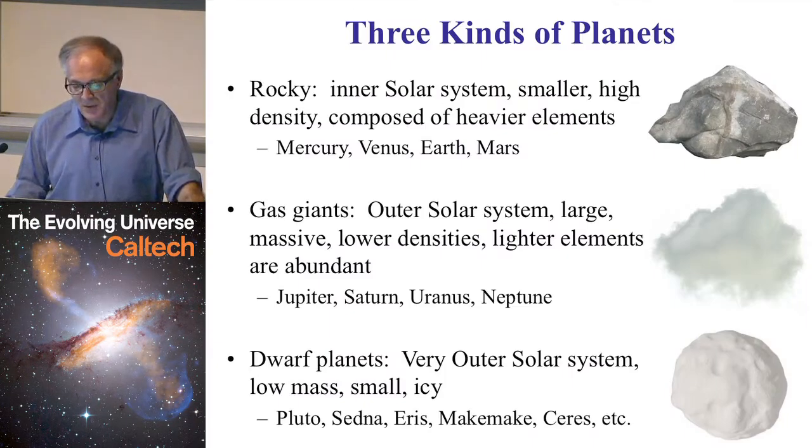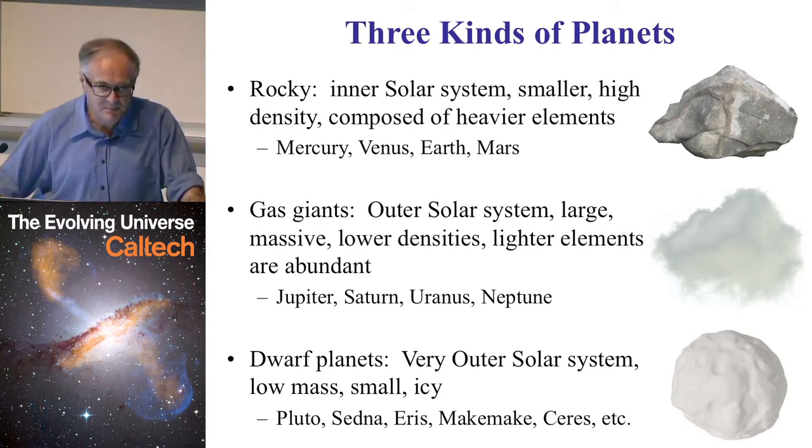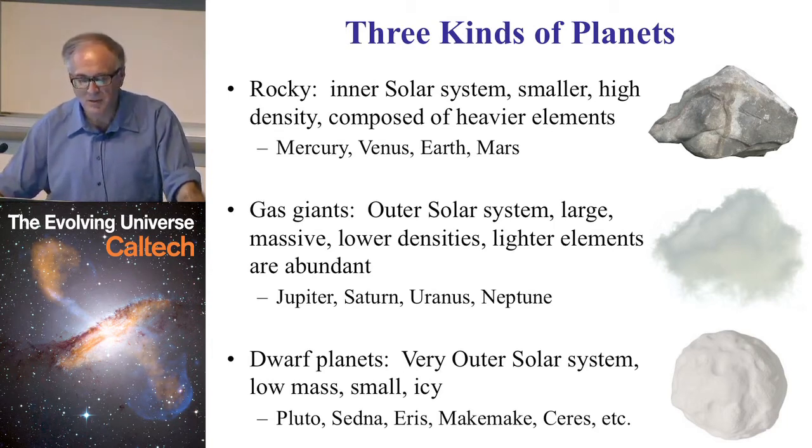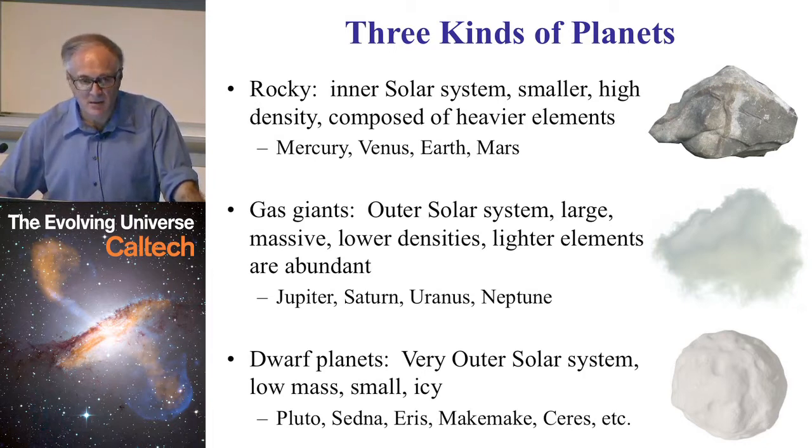Well, in our solar system, there are three kinds of planets. The traditional two are the rocky planets, such as Earth and Mercury, Mars and Venus. And then in the outer solar system, there are gas giants. And there is quite a dramatic difference between them.